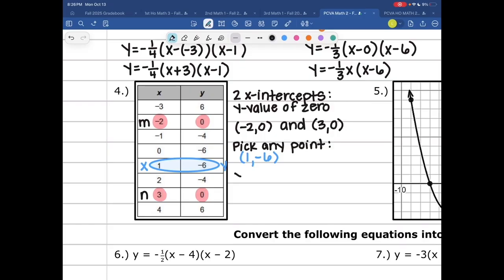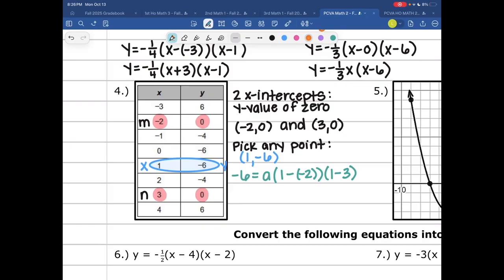And we're going to do what we've been doing. We're going to substitute it into the formula. So my y value is going to be negative 6. And that's going to equal the a because we don't know the a. My x value is going to be 1 minus my m. We identified that as negative 2. And then 1 minus my n, which is 3.